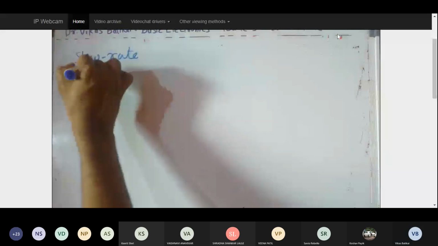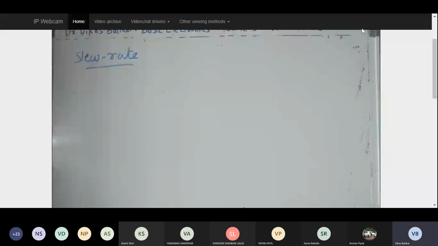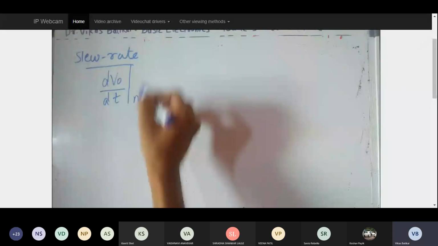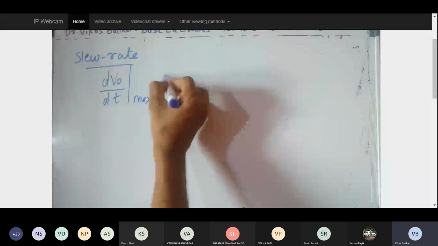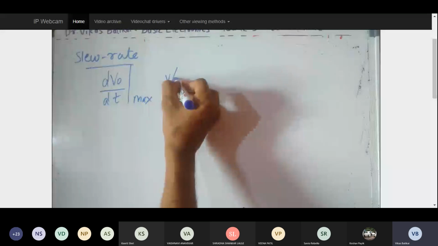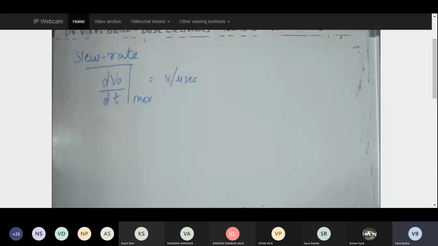Now comes something called slew rate, represented by dV0 by dt at a maximum value, and given in volts per microsecond. So when we consider a few characteristics of my op amp, slew rate is one of the major characteristics of my op amp's practical application. So what exactly do we mean by slew rate?